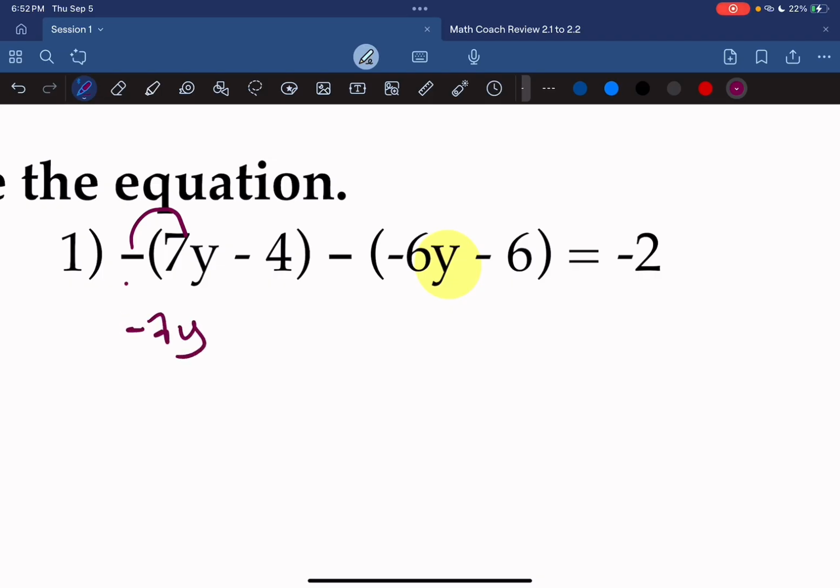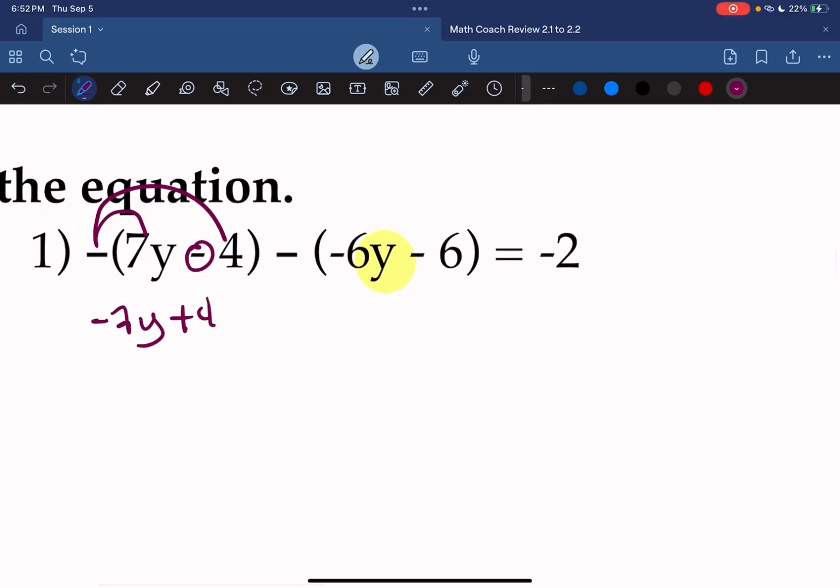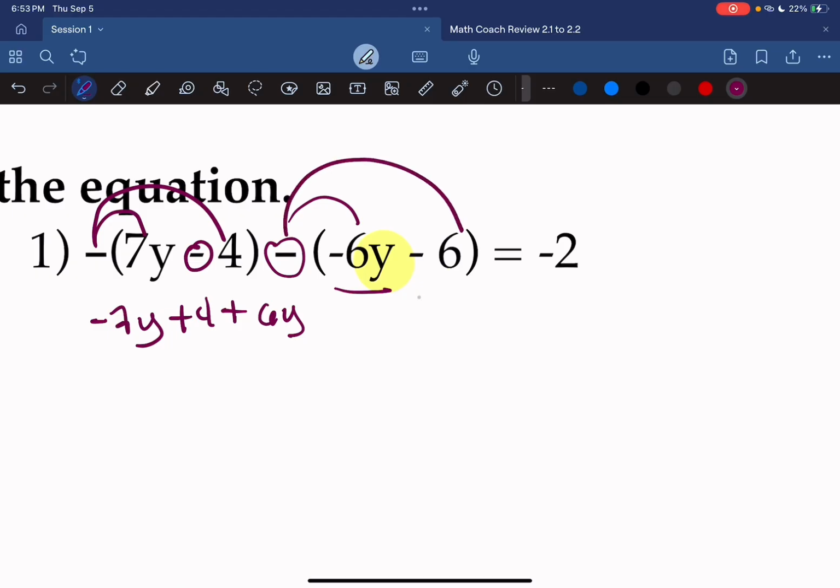-7y. A negative times another negative is going to give us a positive number. -1 times -4 is going to give us +4. Now, applying that logic, let's do the other parentheses. -1 times -6y, negative and a negative makes a positive, is going to give us +6y. Negative times -6, negative and negative make a positive, so it's going to give us +6 equals -2.